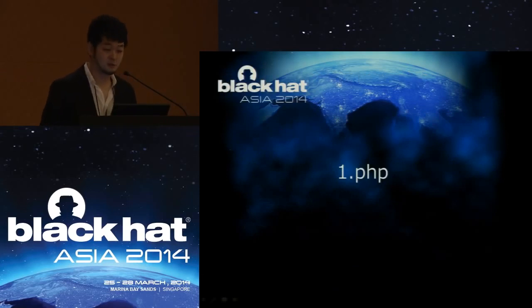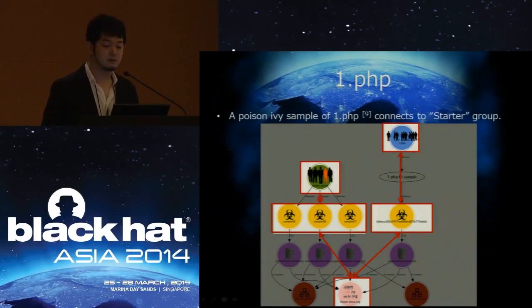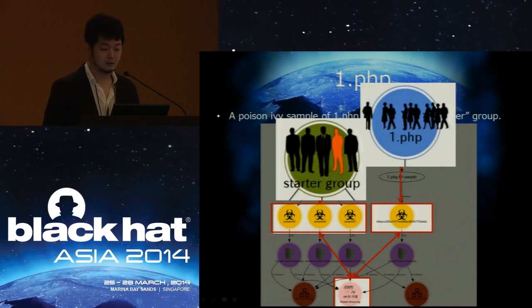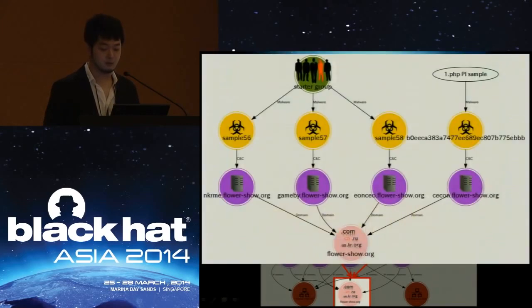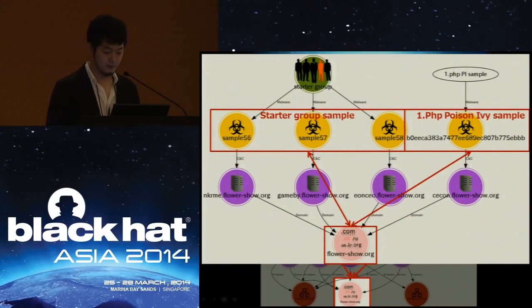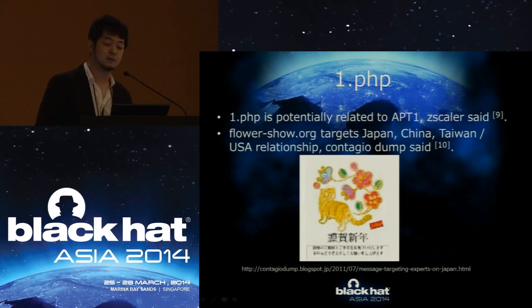Second, 1.php. This incident is reported by this scholar. Starter group is related to 1.php. One of the 1.php poison ivy samples connects to the same domain also used by the starter group, like this, flower-show.org. 1.php is potentially related to APT1, this scholar said. And Contagio Dump said flower-show.org targets Japan, China, Taiwan, USA relationships.